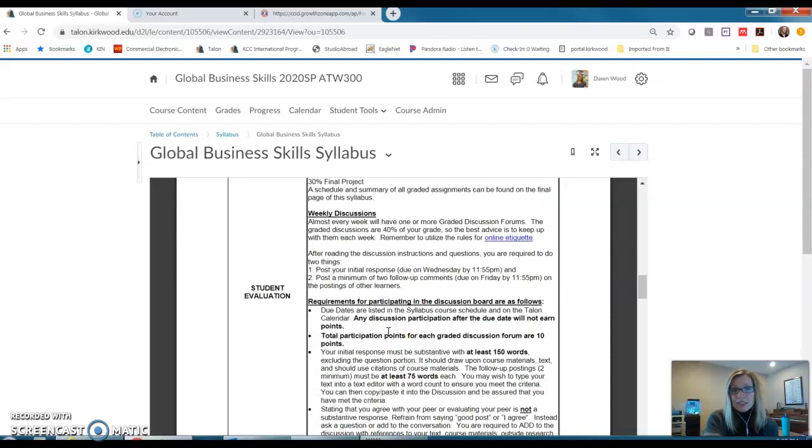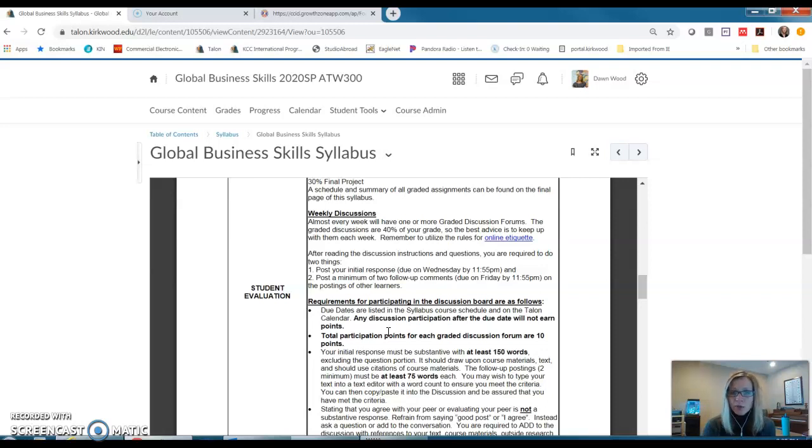So what about the weekly discussions? Important things to remember. One, you must post an initial response on Wednesday by 11:55 p.m., and that has to be a minimum of 150 words, and it needs to be substantial, and it needs to draw upon course materials, text, use citations, cite your references, and post something substantial that's unique, and it has your own touch to it. So that is the discussion initial post.